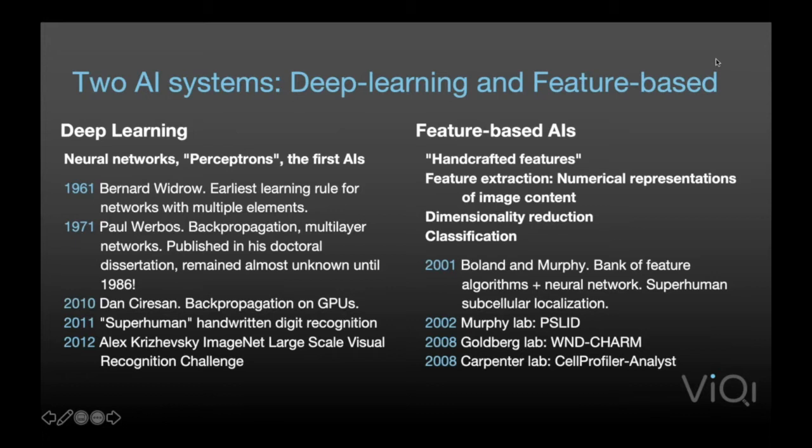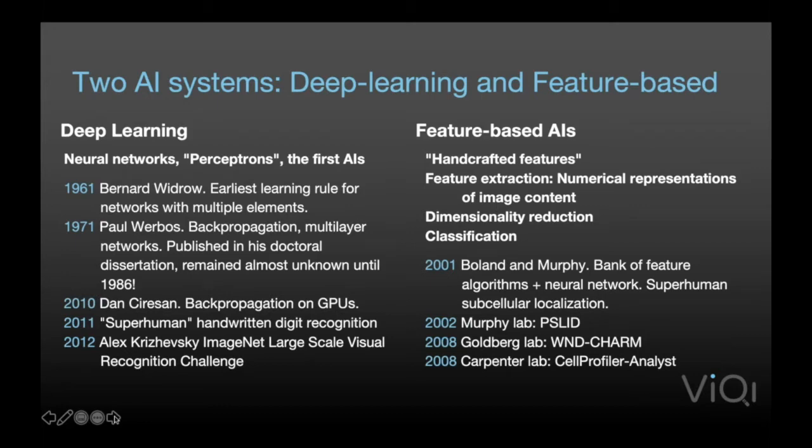Then there were a bunch of developments by Murphy's lab and their software, by my lab, and by Anne Carpenter's lab. That gave us PSLID from Murphy, WND-CHARM from my group, and CellProfiler from Anne Carpenter. And those are still in use today.